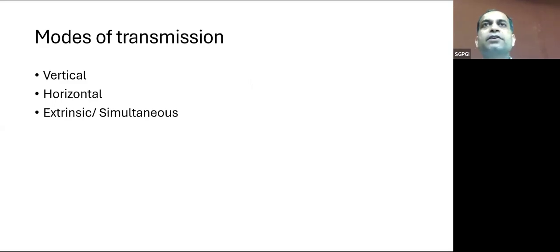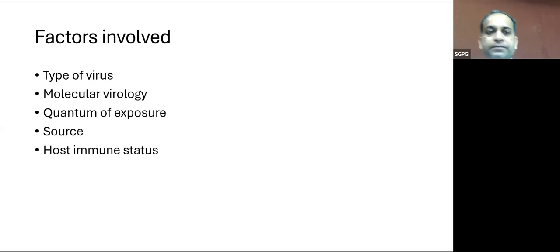And one is extrinsic or simultaneous. What does it mean? Extrinsic means, let us say there are two kids in a family and they are going to the same barber shop. From there, they acquire this infection. So, it's a kind of horizontal acquired only, not vertically acquired, but not directly from one sibling to another one. It is something from outside which has infected the family members. So, those are the three modes of transmission that you will see in the family.